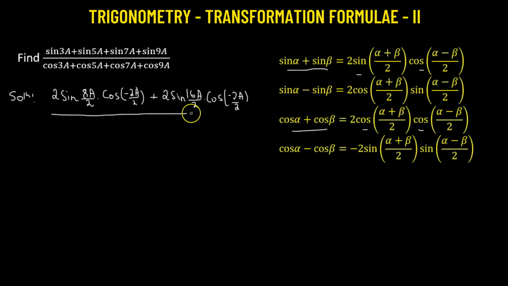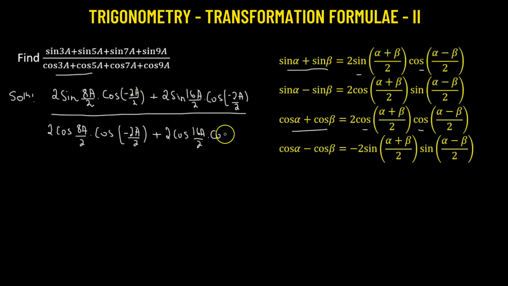Coming to the denominator part, we'll first add the two cosine terms, cosine 3a plus cosine 5a. So we get 2 times cosine of angle 3a plus 5a, which is going to be 8a, so we have 8a over 2 multiplied to cosine of 3a minus 5a, that's negative 2a divided by 2. Then we will add the remaining two cosine functions. So we have 2 times cosine of angle 16a over 2 multiplied to cosine of angle negative 2a over 2.